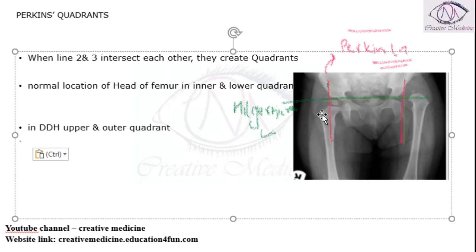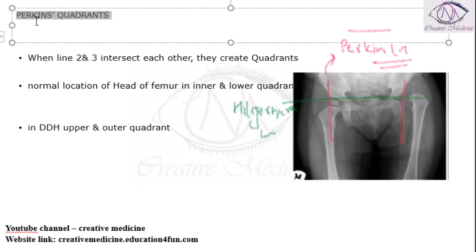So it is simple. Here you can see this is the normal head, which is located in the inner and lower quadrant, but here there is developmental dysplasia of the hip, which is located in the outer and upper quadrant.